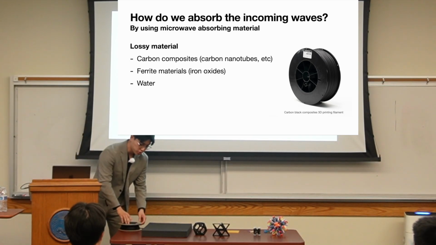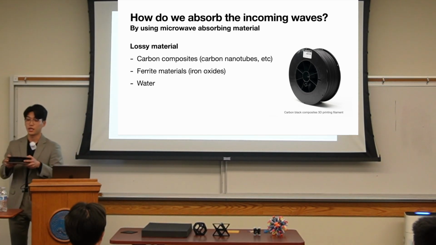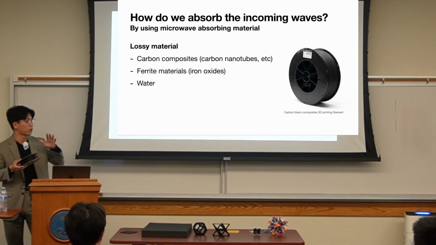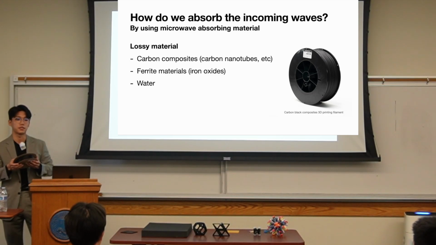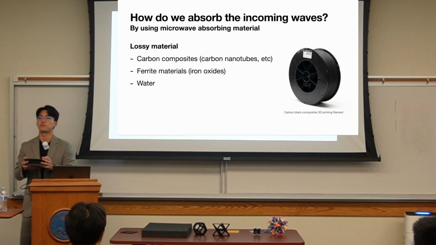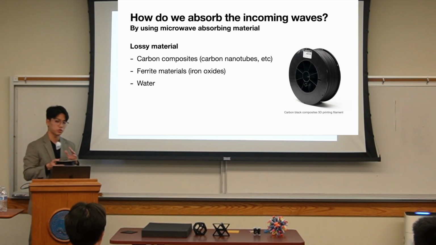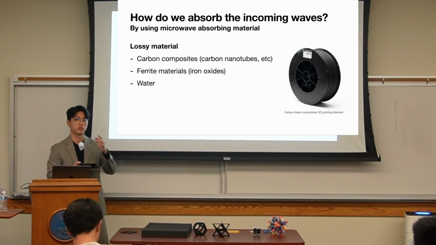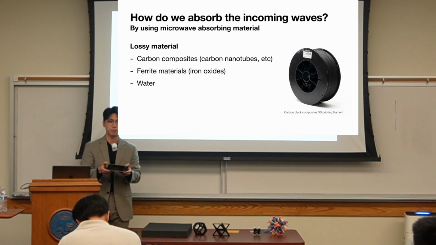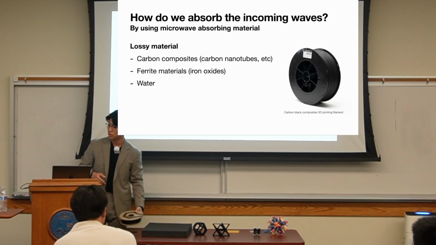And the material that I'm going to talk about today is this carbon black-based PLA. The reason that I use this throughout my whole research is because it's easy to get, but also it can be used for 3D printing. So this was a material that was able to achieve absorption with the 3D printer. This enables 3D printing and being able to make different types of structures.